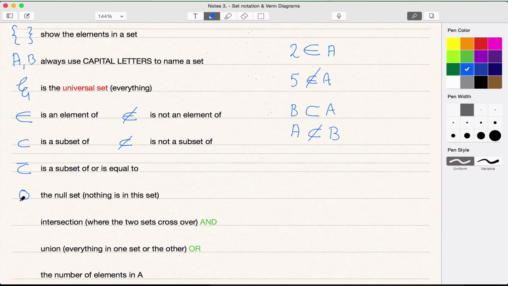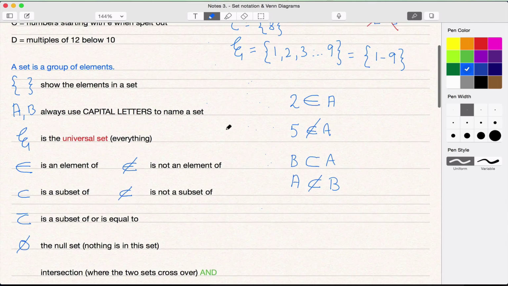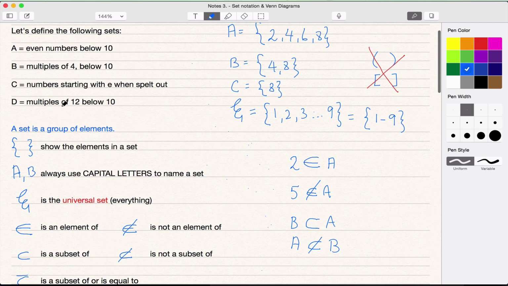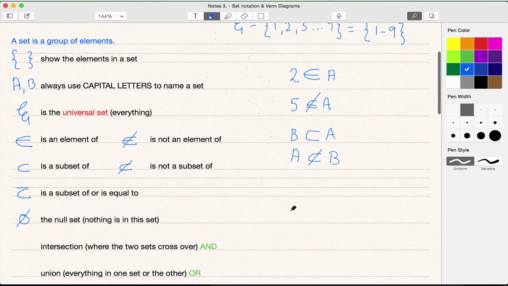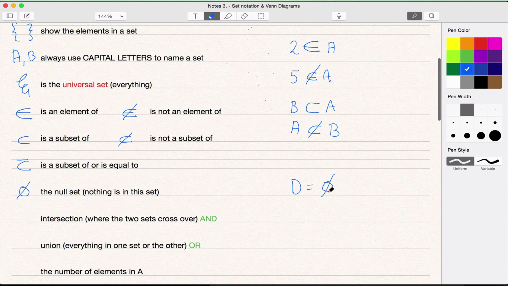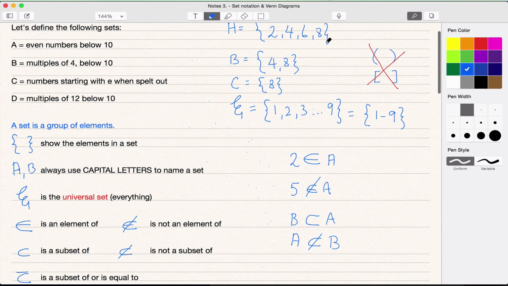This symbol here, a 0 with a line through it, represents the null set. Null means 0, and we have nothing in that set at all. D up here is multiples of 12 below 10. There are no multiples of 12 below 10, so D is a null set. When we write the null set symbol there, we're not writing any elements, so we don't need to put it inside the squiggly brackets. We only use the squiggly brackets when we're listing off all the elements in a set.